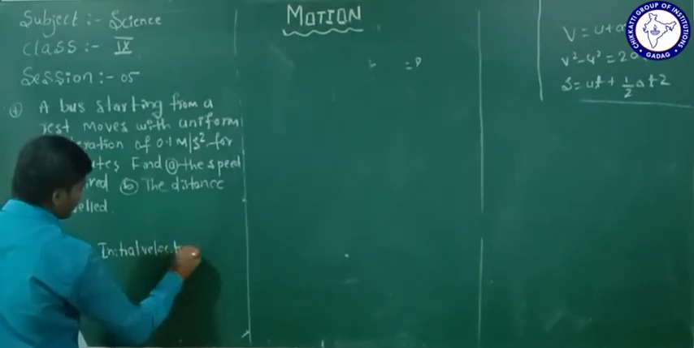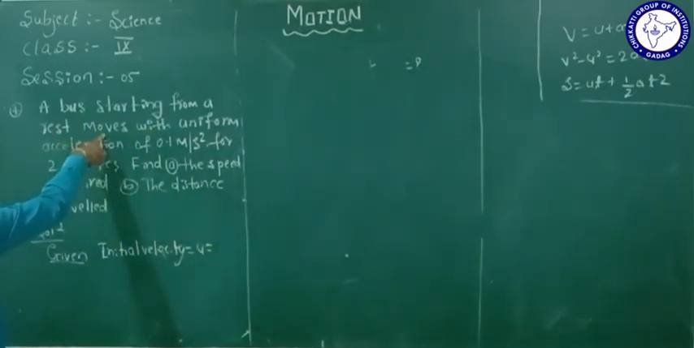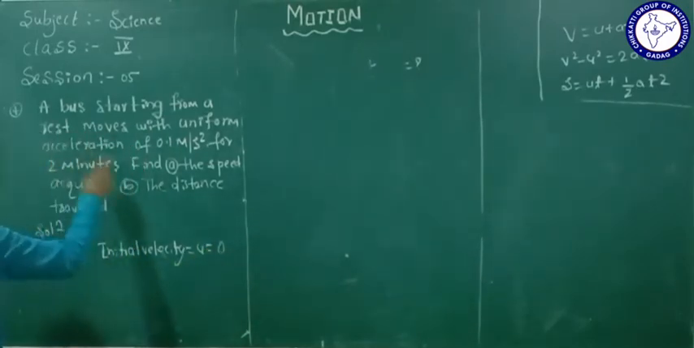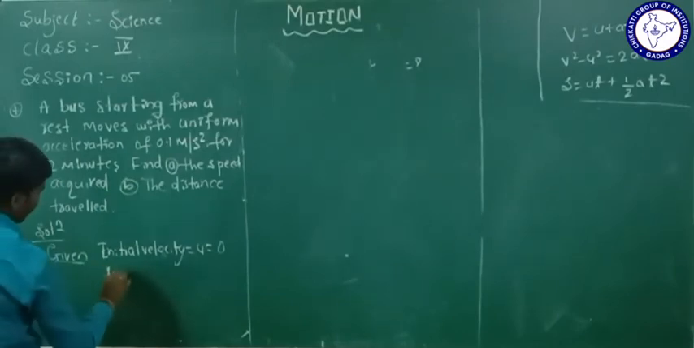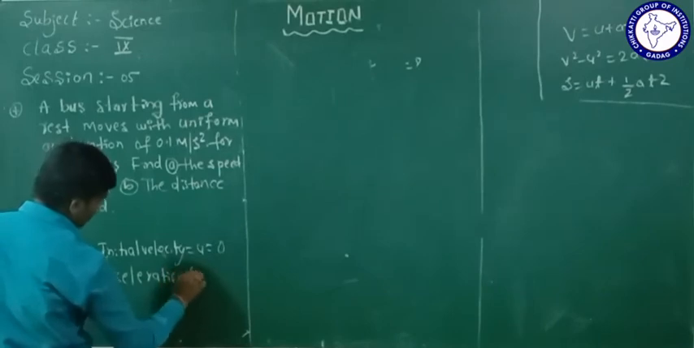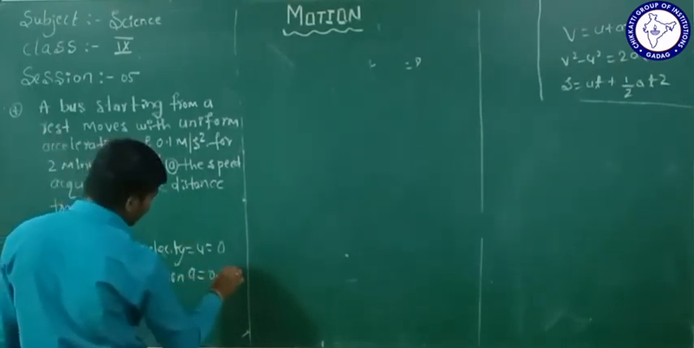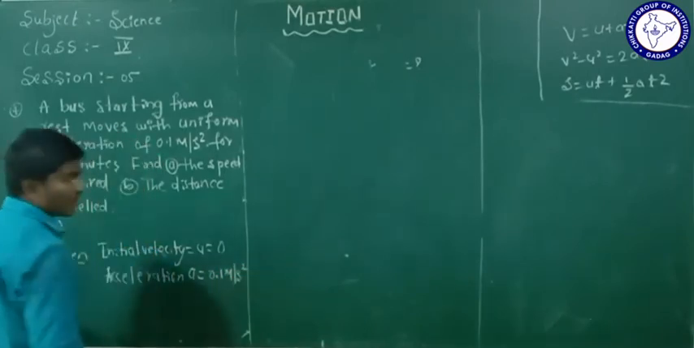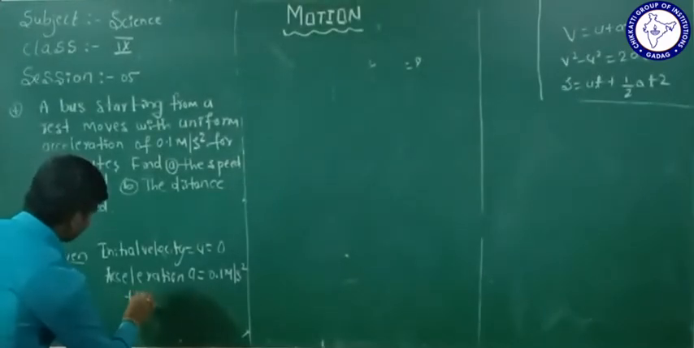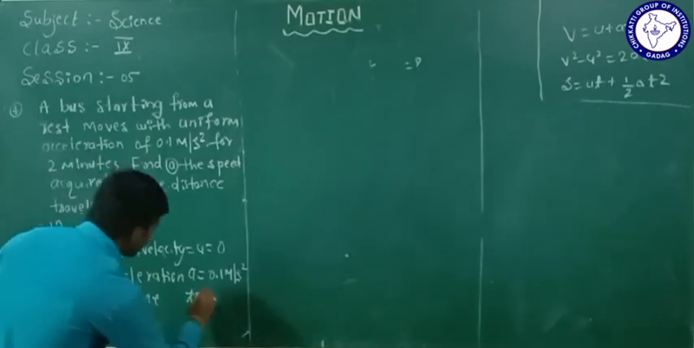A bus starts from a rest position, so the initial velocity u is 0, and it has an acceleration a of 0.1 meter per second square. It moves with this acceleration of 0.1 meter per second square for a time t given as 2 minutes.